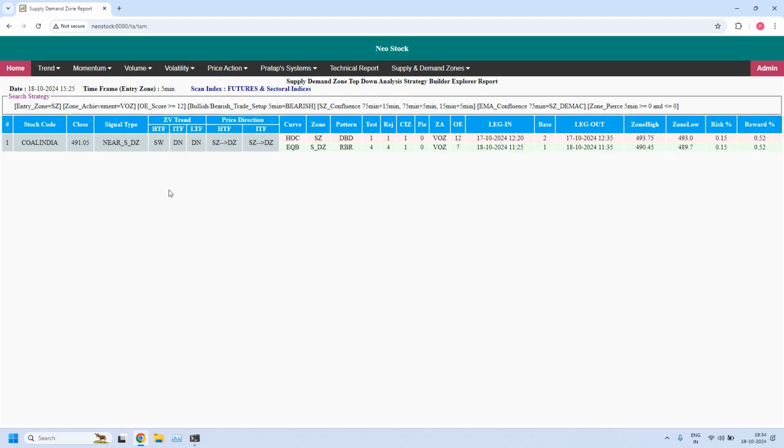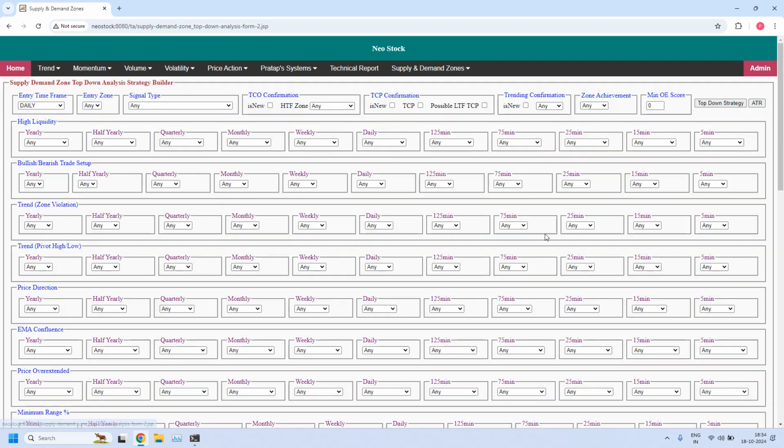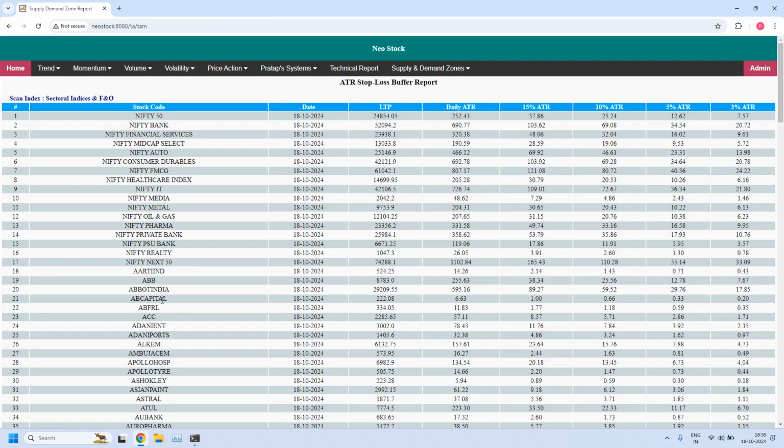Okay, this is about bearish trade setup for hourly income trade. With this, we have completed all the income trades. And in the final report, let us generate stop buffers based on daily ATR. All these are the stop buffers. So the first 17 in this list are indices. That includes all sectorial indices. Remaining all are equity stocks listed in the F&O segment.